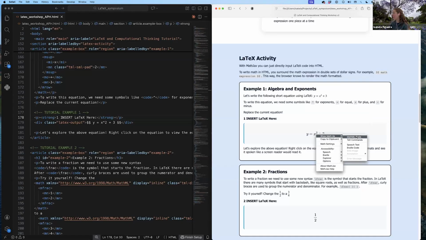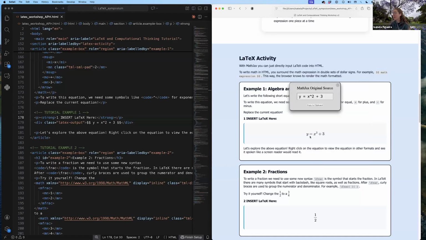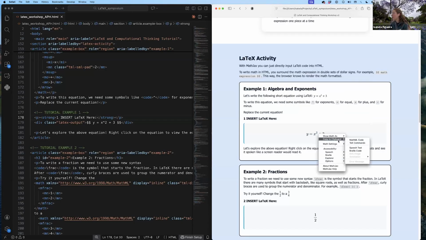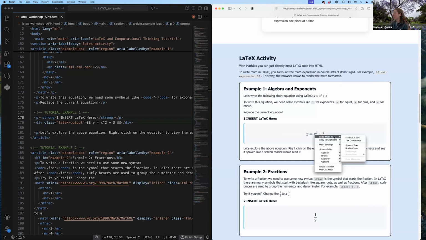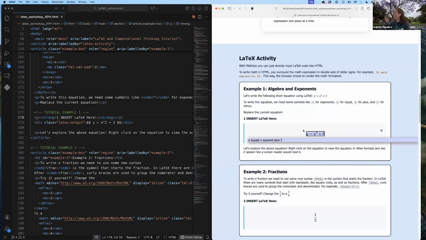And we can also show the math as LaTeX commands. So if you ever see a pretty math equation on the web, you can also see what the LaTeX is underneath. You can also show this text as Braille code on the screen. So it translated this LaTeX into Braille, which is pretty cool. You can also copy it to clipboard and put it somewhere. And you can also have it speak, but I'm not going to have it speak because it's going to be a lot of talking with me.